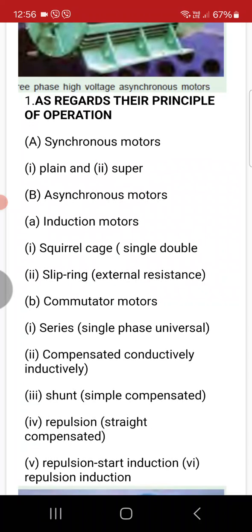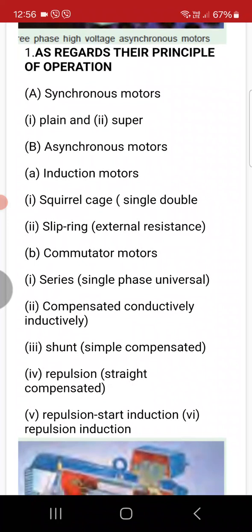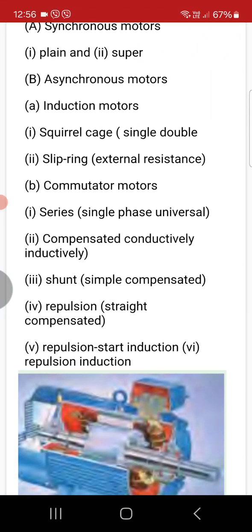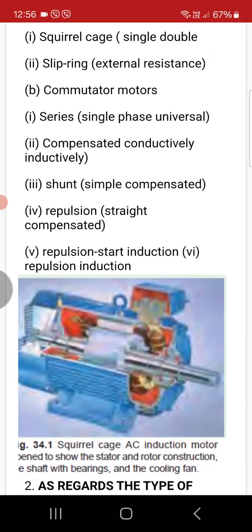inductively compensated, shunt, simply compensated, repulsion start, compensated repulsion start induction, and repulsion induction.